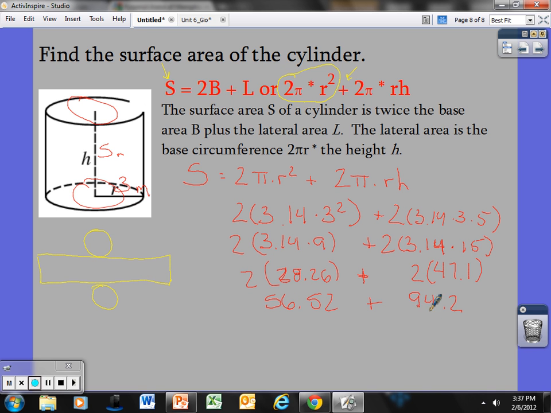Okay, now I'm just left with addition. 56.52 plus 94.2 is equal to 150.72. I'll take it out to the hundredths place. Square meters.